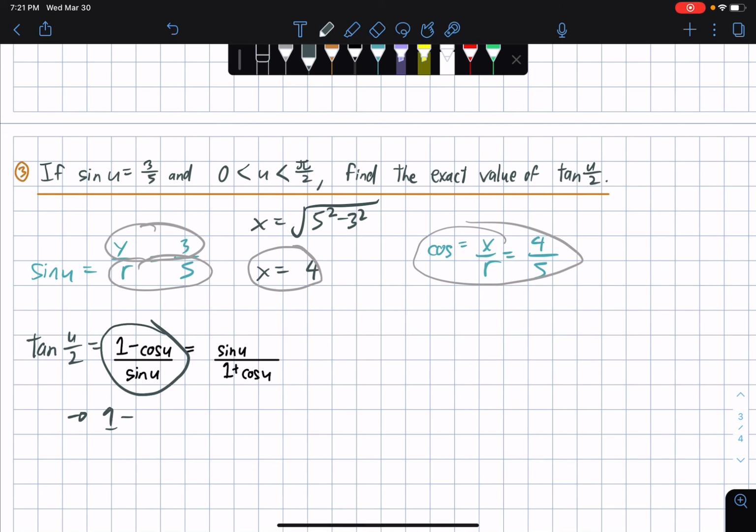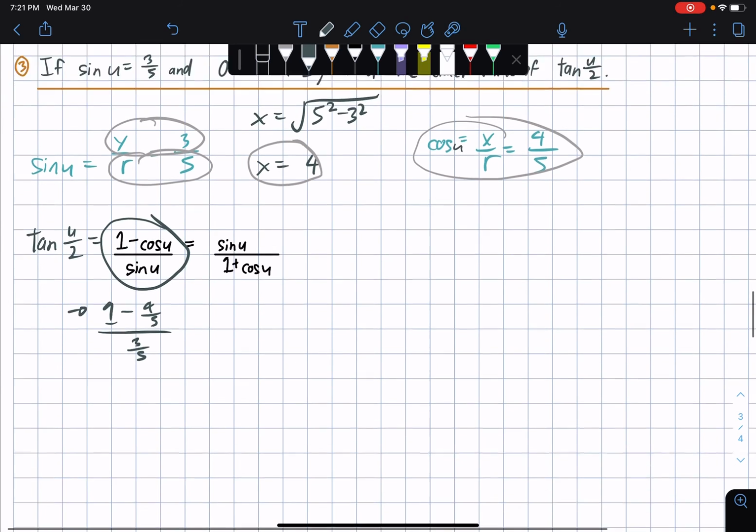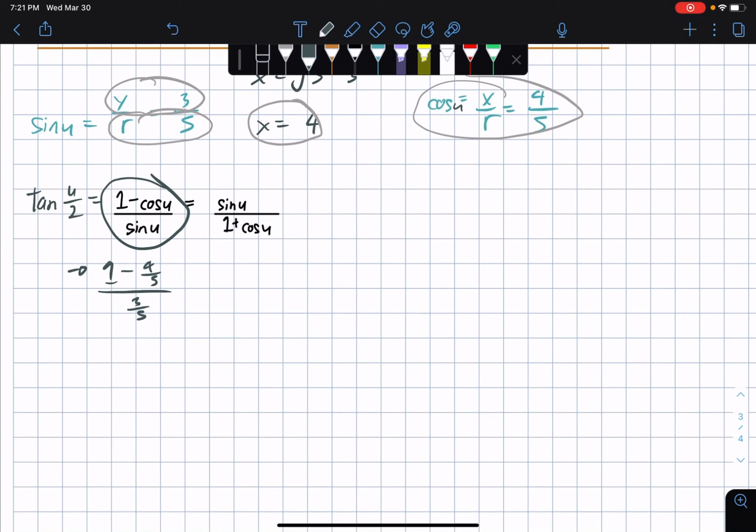1 minus cos u. Cos u is 4 over 5. Then sine u is 3 over 5. I'll try doing it manually. 1 minus 4 over 5. 5 over 5 minus 4 over 5 is 1 over 5. Destroy the complex fraction, simplify it. We end up with tan u over 2 is equal to 1 over 3.